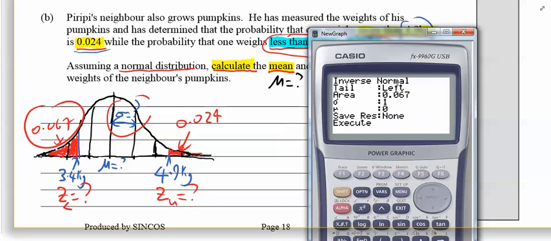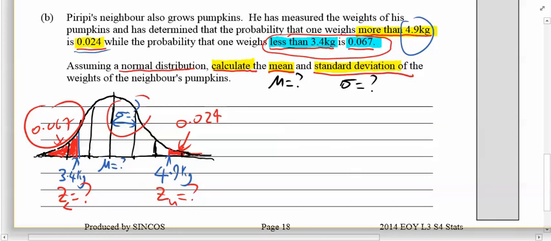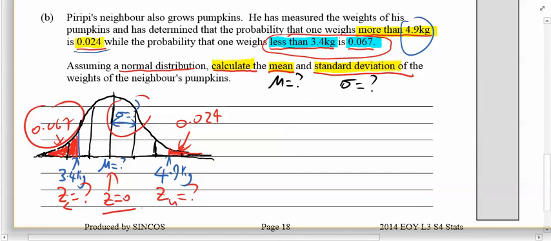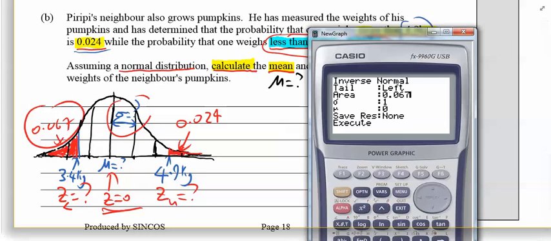Well, Z is, remember, what is Z? You need to know this. Z is the number of standard deviations away from the mean. So your Z score when you're at the mean is going to be 0, isn't it? Because at the mean you're 0 standard deviations away from the mean. So if we're dealing with Z as our units, that means the mean is going to be what? The mean is going to be 0 by definition.